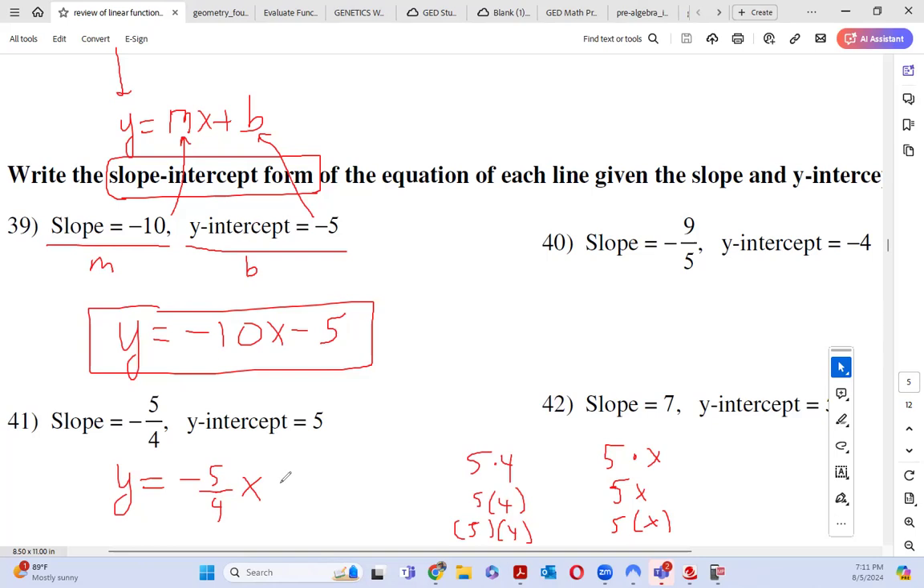What's my y-intercept? +5. Okay. So number 40, what's the equation of the line?